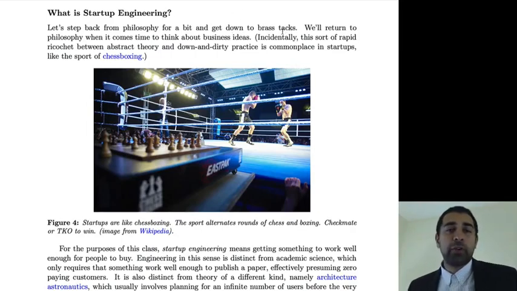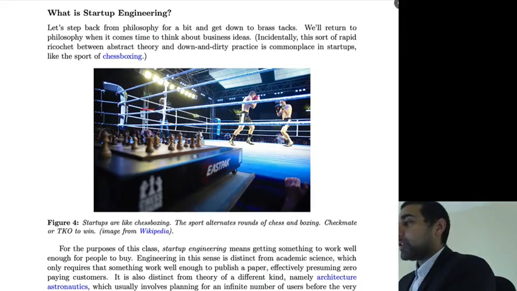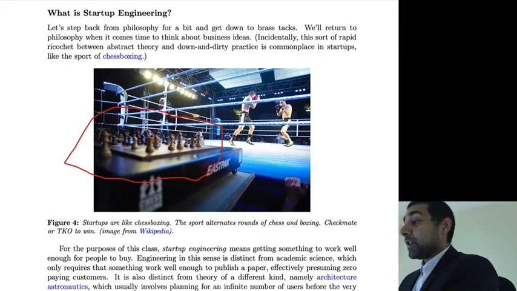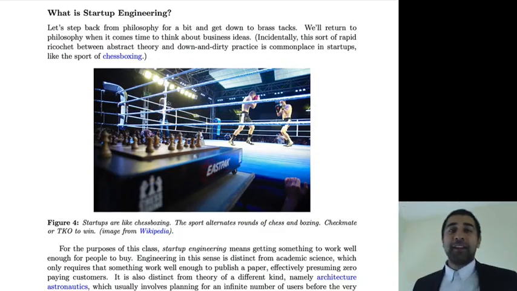My favorite analogy for a startup is the sport called chess boxing. In chess boxing, one plays a game of chess, and then alternates between chess matches and boxing matches, where you're just going toe to toe and slugging it out with somebody in the ring. And that's a real sport. There's nothing I can think of that is more similar to a startup than that. So we just did a lot of chess and some abstract stuff. Let's do some boxing.